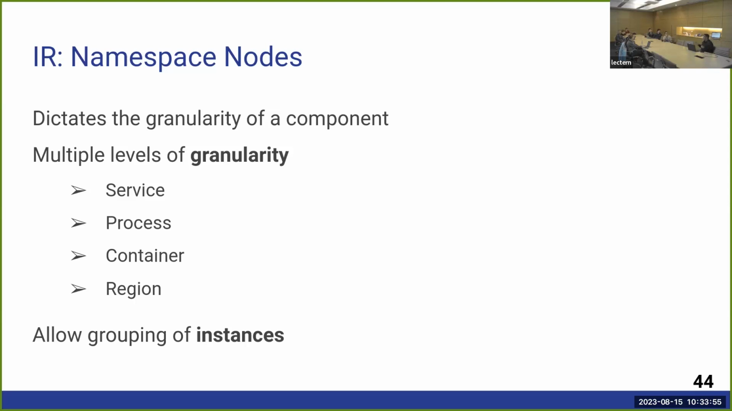So you can have a service level granularity where a service is just an independent entity, or you can have a process, like an operating system process, that is catering to 2 different services. Or you can have a full container where you have one service and maybe a sidecar service in that as well. Or you can have a full region, which is built of multiple services and multiple replicas. So you can group instances in any granularity you want to, and this is done using the namespacing nodes.